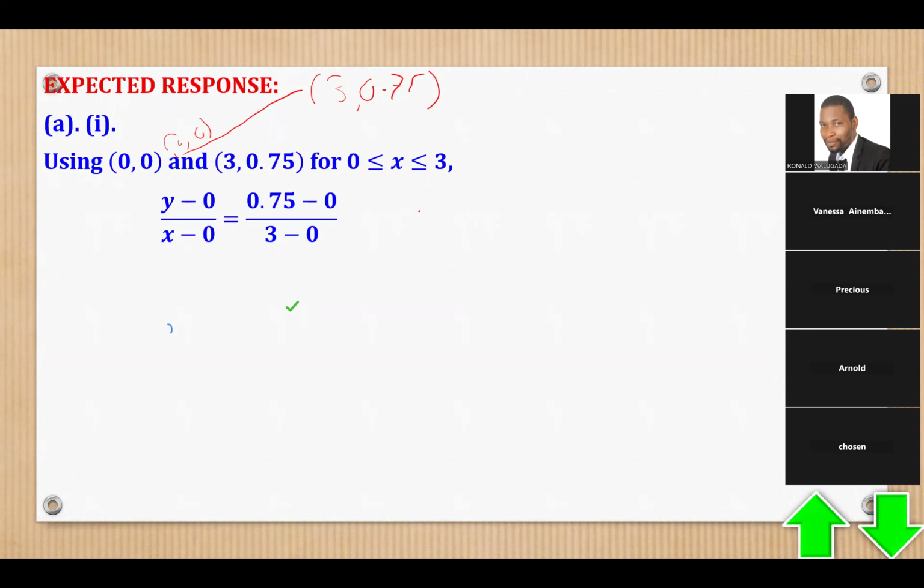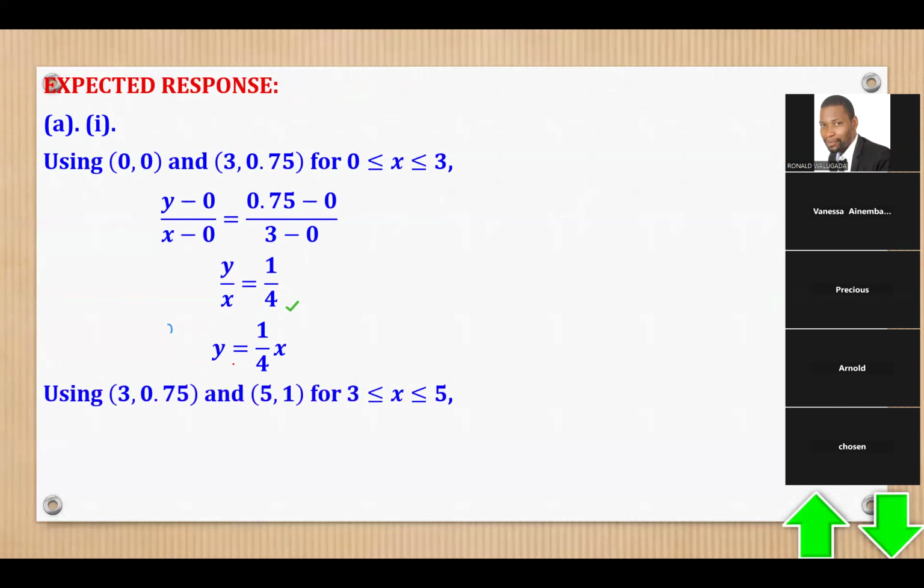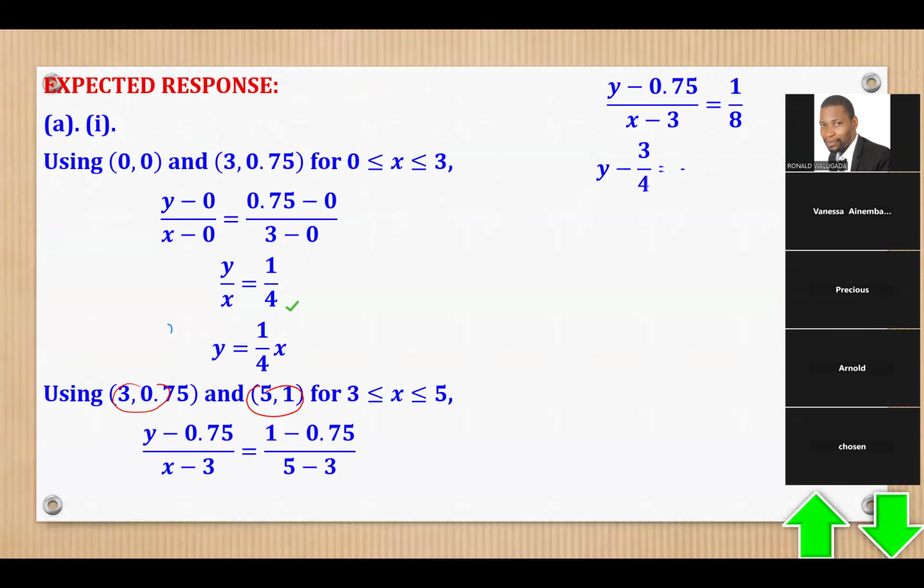Others can say, let me use y equals mx plus c. It is still okay. You come up with the same answer. So when I use that, I come up with this equation. Then I also go to the next coordinates, the next line, from this to this. What is the equation of that line? So I'll equate gradients, then solve to get the equation of the line.